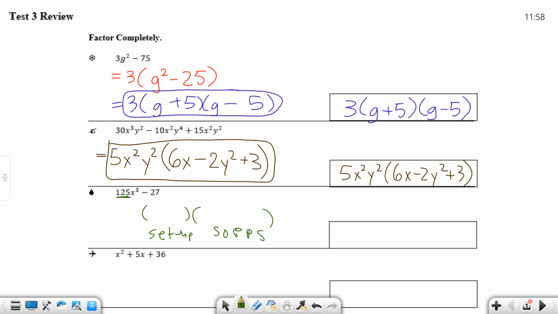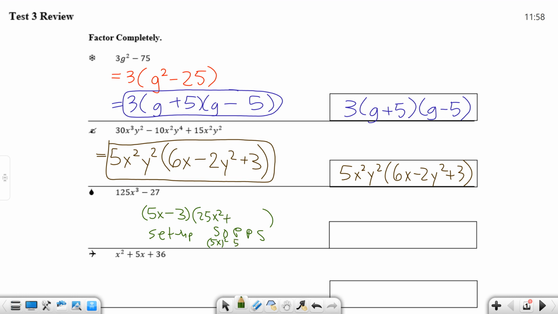Well, what do you cube to get 125? 5. And what do you cube to get x cubed? X. And then you bring down your sign here and put a minus. And then what do you cube to get 27? 3. 3 times 3 times 3 is 27. So then we're going to square the first term. We're going to take this 5x and square it. That gives me 25x squared. The opposite sign, here's a minus, so the opposite sign is a plus.